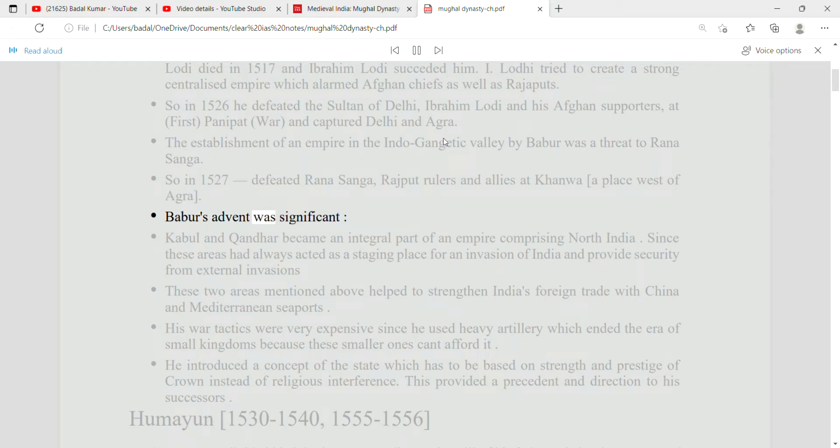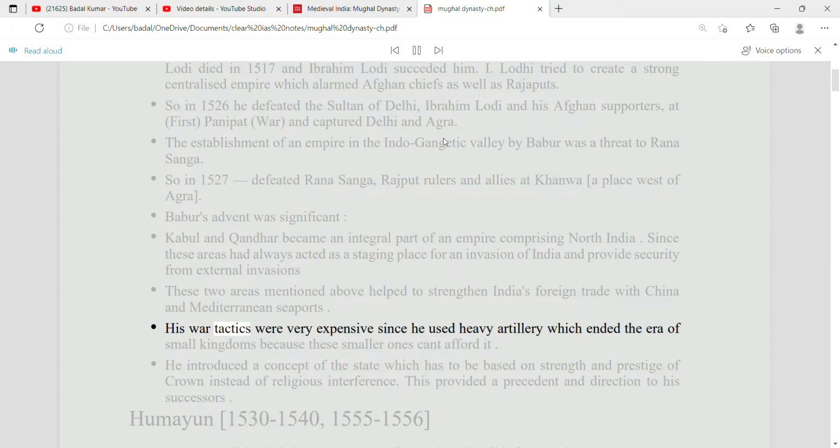Babur's advent was significant. Kabul and Kandahar became an integral part of an empire comprising North India. Since these areas had always acted as a staging place for an invasion of India and provided security from external invasions, these two areas helped to strengthen India's foreign trade with China and Mediterranean seaports.